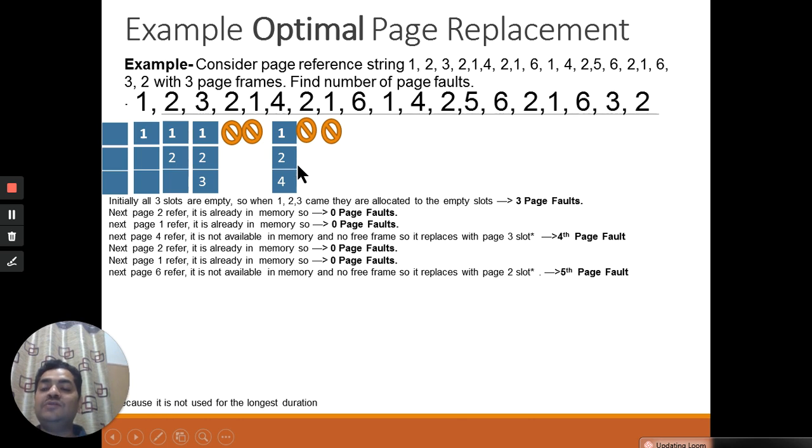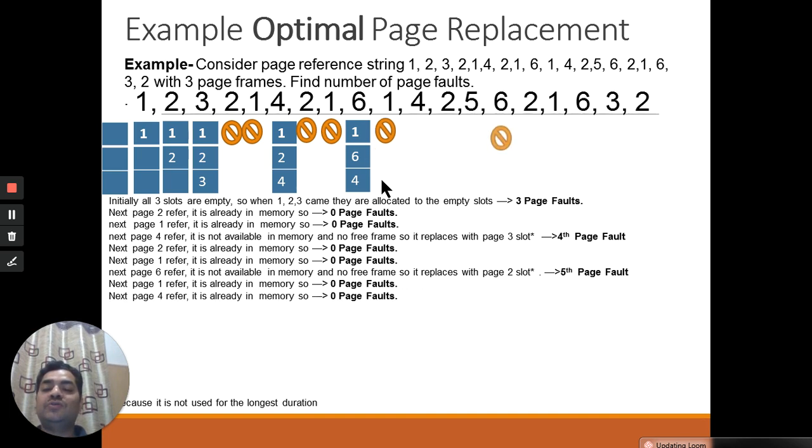Now the frames are 1, 2, 4. In the future after 6, you see that 1 and 4 are used earlier and 2 is used later, for a longer period. So 2 will be replaced with 6. So 1, 6, 4 is the new allocation. 1 is already in the memory, so no page fault. 4 is already in the memory, so no page fault.